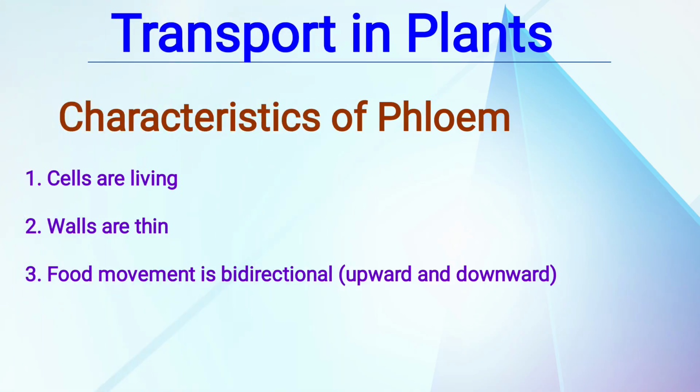What are the characteristics of phloem tissue? Number one, their cells are living. In xylem tissue, their cells are dead, while in phloem tissue, their cells are living, walls are thin. And then number three, food movement is bidirectional. Now, in xylem tissue, the movement of water is one direction, that's from the root to the leaf. But in phloem tissue, food movement is bidirectional. They can move in either way.